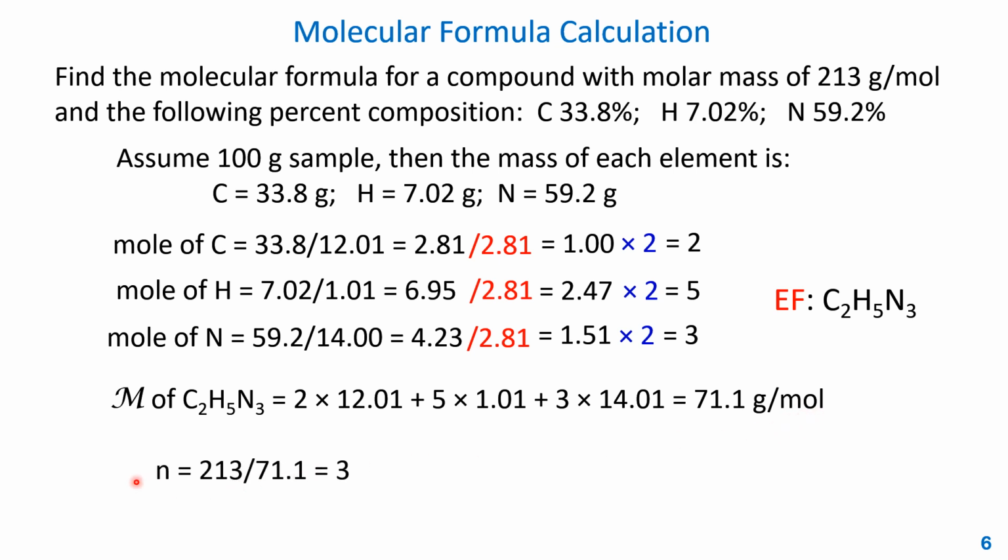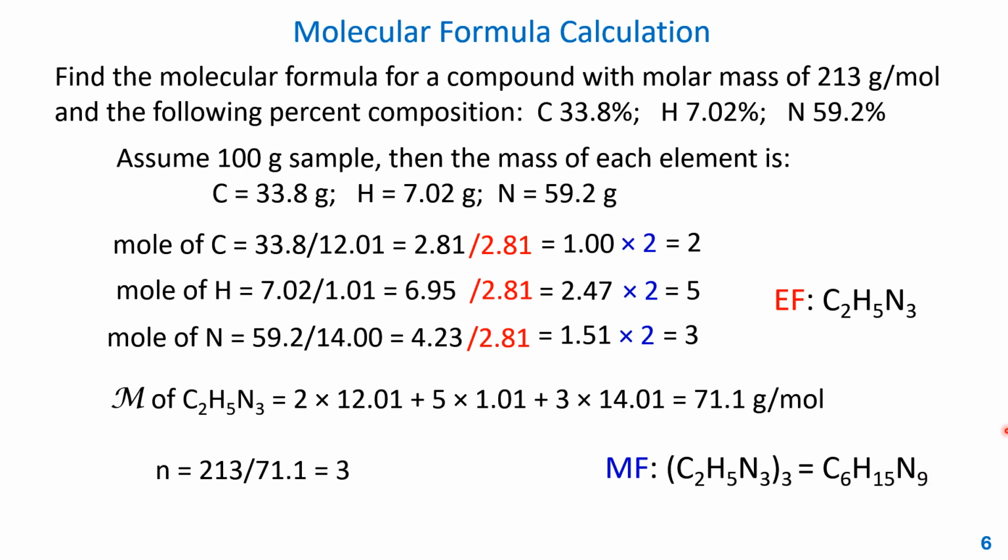Then we can calculate n. The multiple is the molecular formula's molar mass, which is given as 213, divided by the molar mass of the empirical formula. So that is 3. That tells you in the molecular formula, there are 3 units of the empirical formula. So the molecular formula will be the empirical formula multiplied by 3. Multiply this by each subscript. The molecular formula will be C6H15N9, because 2 times 3 is 6, 3 times 5 is 15, and 3 times 3 is 9.